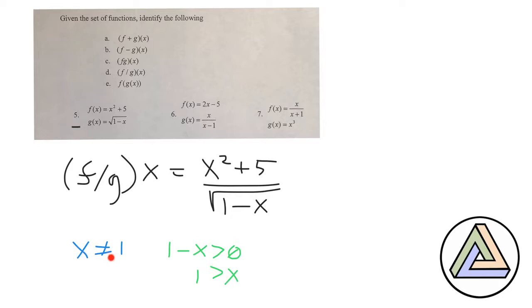We also know that x can't be 1. But this statement already covers that, right? X is less than 1. So this is the MVP restriction, I would say, when it comes to the domain of this function. So what I would do is simplify this, rationalize the denominator, which I'll do in a second, but I would include this statement in the final analysis of this function.